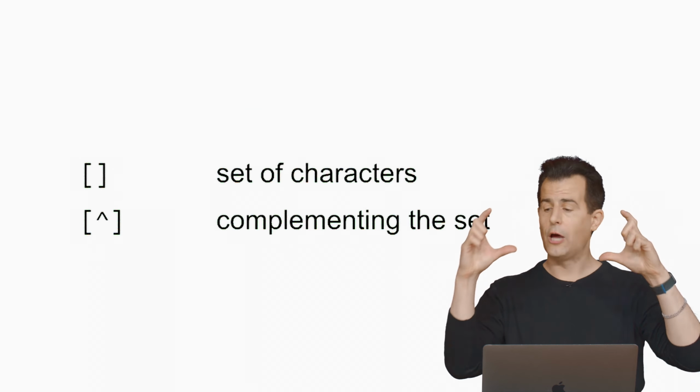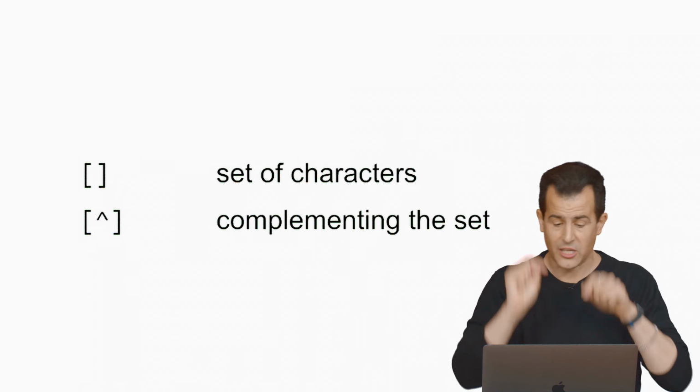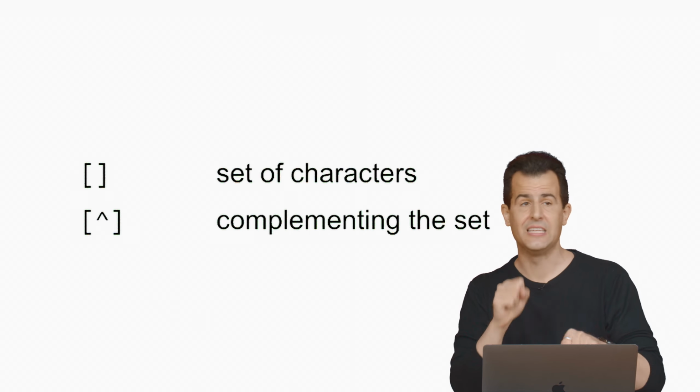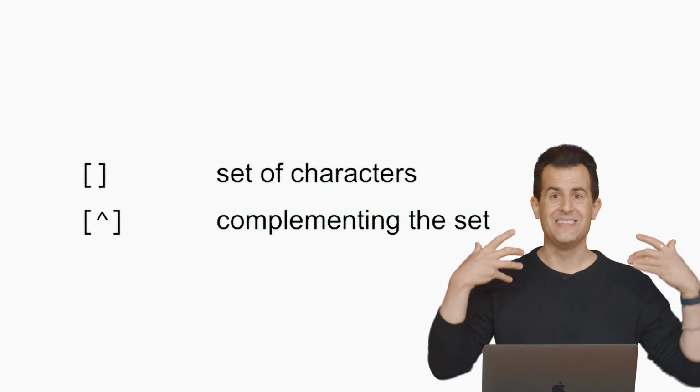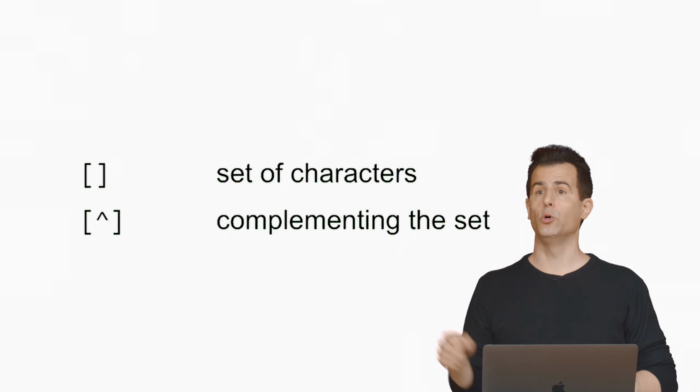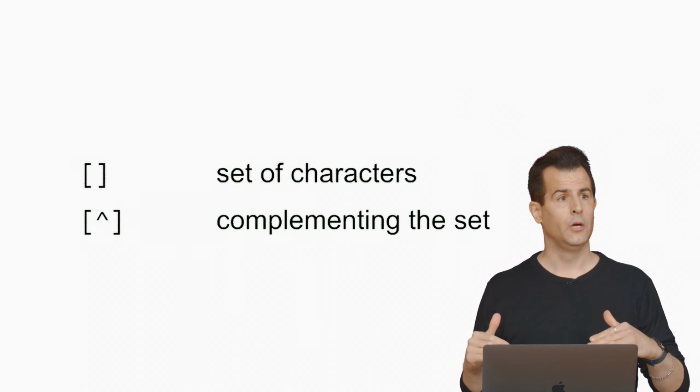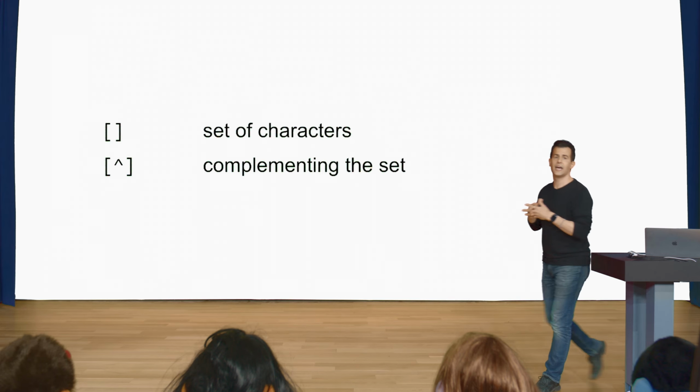Square brackets allow you to specify a set of characters that you literally type out at your keyboard, A, B, C, D, E, F, or the complement, the opposite, using the caret symbol, which means not, and then the one or more symbols you want to exclude. Questions now on this syntax here?